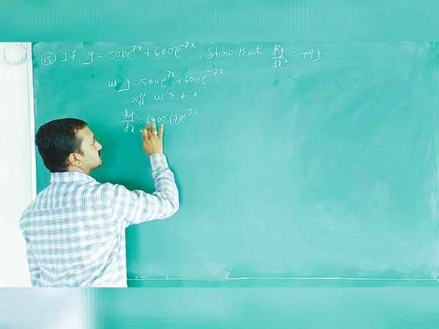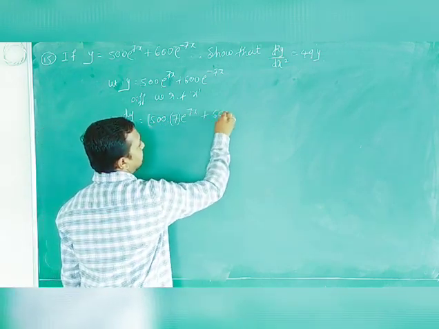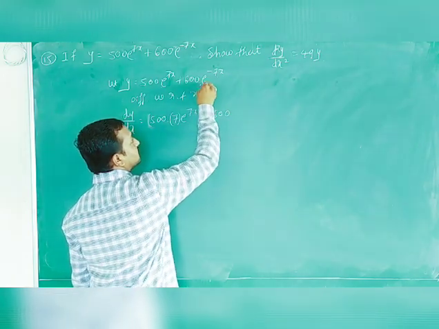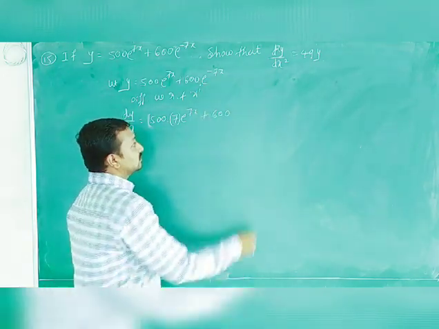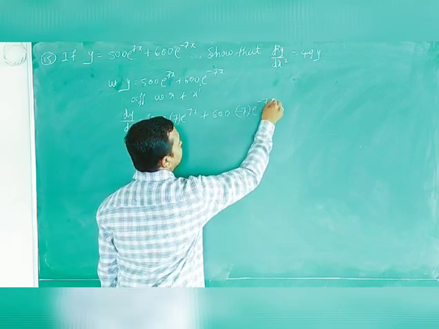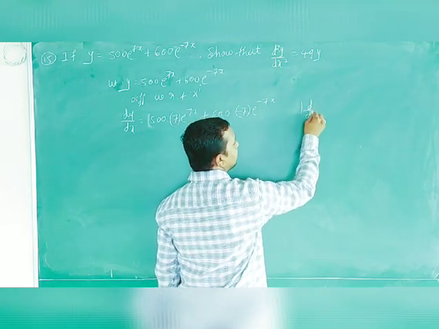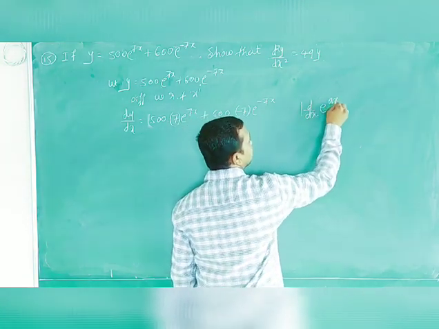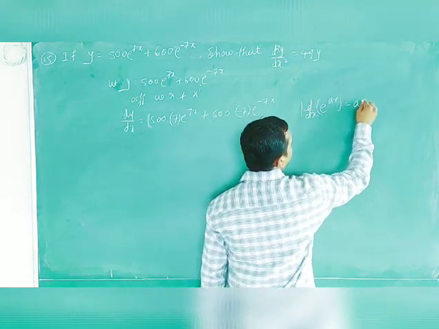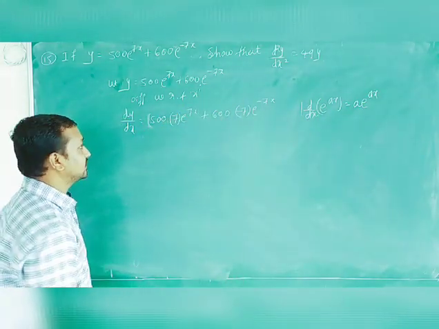7 into e raised to 7x. This is a multiplication term. Plus here also the same, 600 take common, then the derivative of e raised to minus 7x is minus 7 into e raised to minus 7x. So already we know the formula: d by dx of e raised to ax is equal to a into e raised to ax. Same formula. Is that clear?